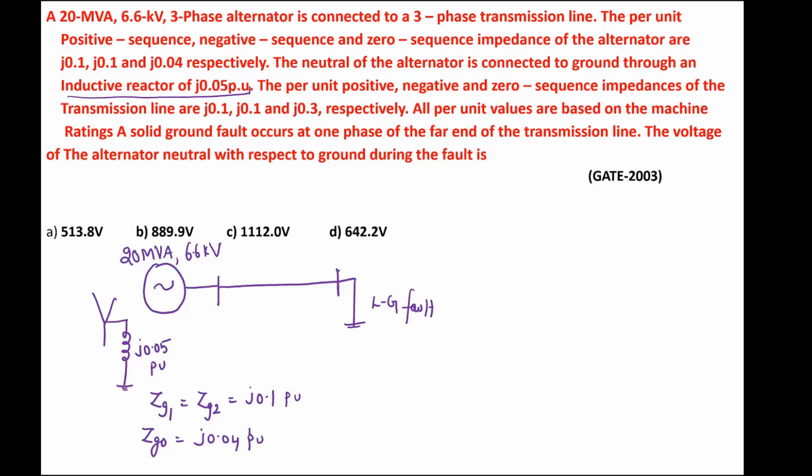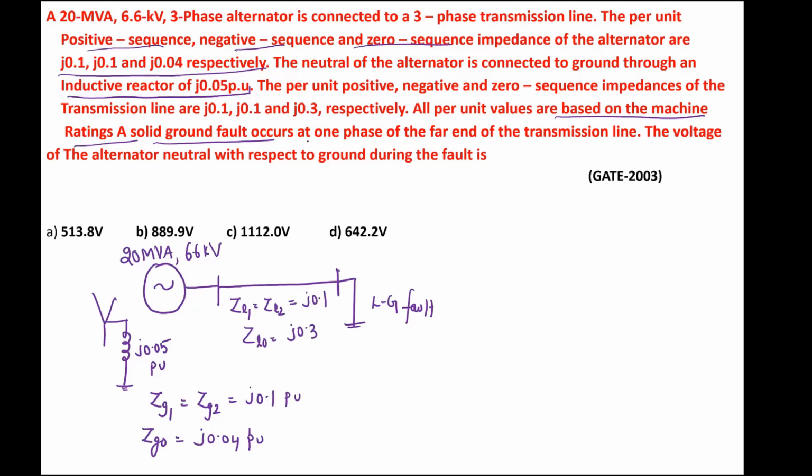He gave the positive, negative and zero sequence values as these values. Now he gave the positive, negative and zero sequence reactances of the transmission line, that is ZL1 and ZL2, as j0.1, and the zero sequence reactance value as j0.3. All per unit values are based on machine ratings, that is 20 MVA and 6.6 kV.